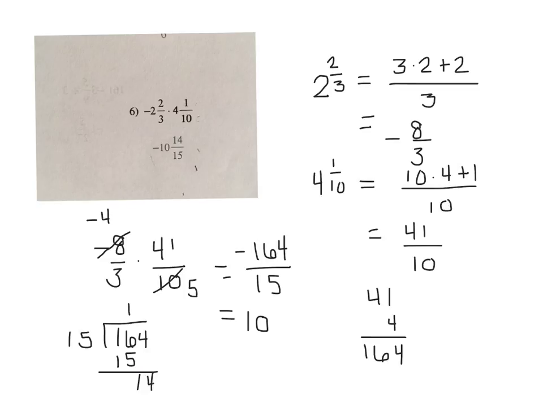I have no 15s that go into 14. So there is one space left above the 164, so I need to put a 0 there. That's where the 10 comes from. And how many were remaining? 14. So we put that over our original denominator. So we get -10 and 4/15.